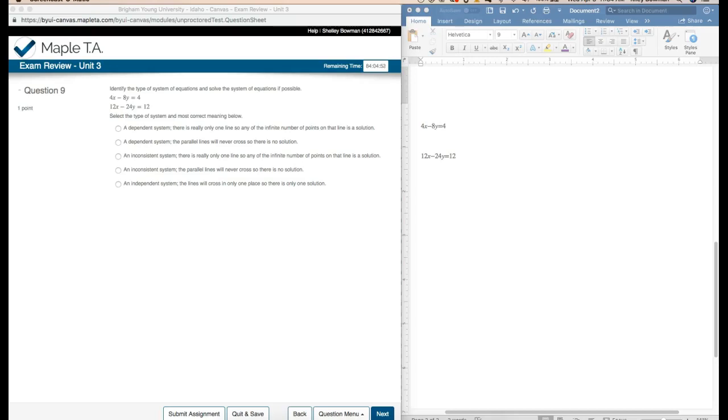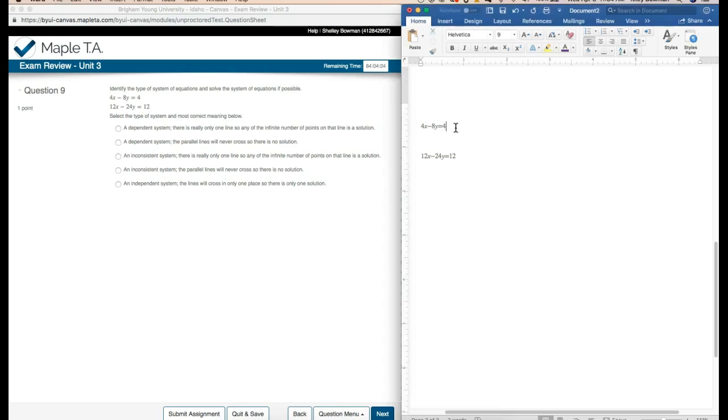Maple TA Exam Review Unit 3, question number 9. Identify the type of system of equations and solve the system of equations if possible. So this is very similar to the last one, and I think I'm going to go with the same idea of just taking both of these and solving for y, and then just examining what type of system it is so that we don't actually have to go through and find if they intersect, what that intersection is.